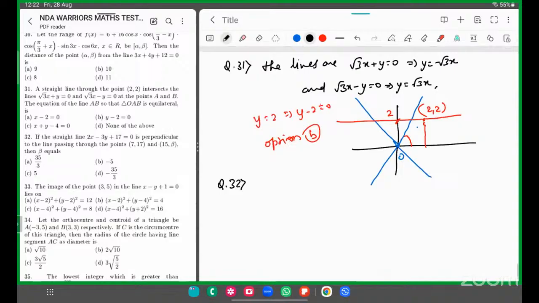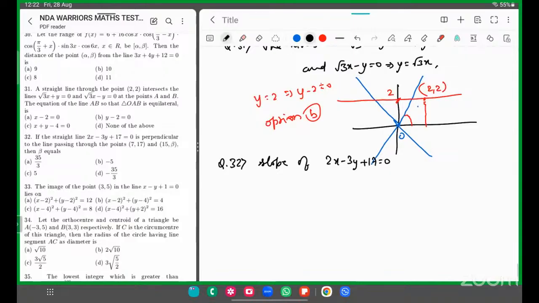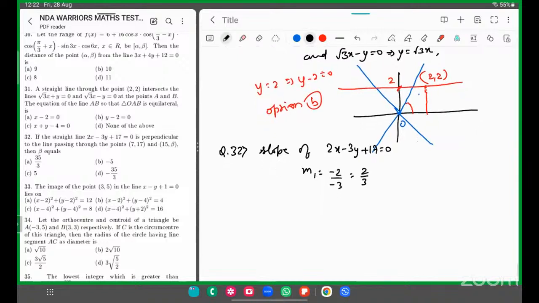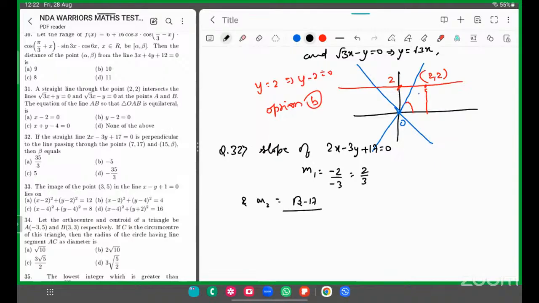तो परपेंडिकुलर का स्लोप का रिलेशन होता है ना, m1 into m2 equal to -1. स्लोप ऑफ 2x minus 3y plus 17 equal to 0 due to the line passing through the point, इसका स्लोप क्या हो जाएगा, m1 equal to -2 upon -3 that is 2/3 and m2 is equal to beta minus 17 upon 15 minus 7, that is beta minus 17 upon 8.